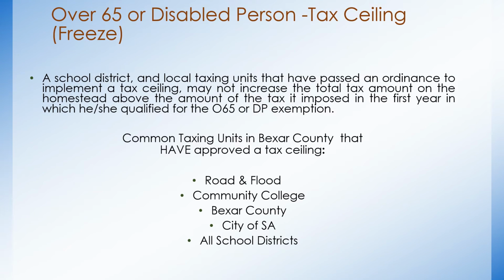One of the largest benefits to the over 65 or disabled person exemption is the tax ceiling or tax freeze. Once the exemption is in place, the dollar amount of taxes that the owner pays in the first year will be frozen at that amount for any concurrent years, even if the value has increased. This tax ceiling or freeze is applicable to many taxing units, including the school district, but does not apply to all taxing units. Therefore, when there is a value change, a small increase on your tax bill will be seen.